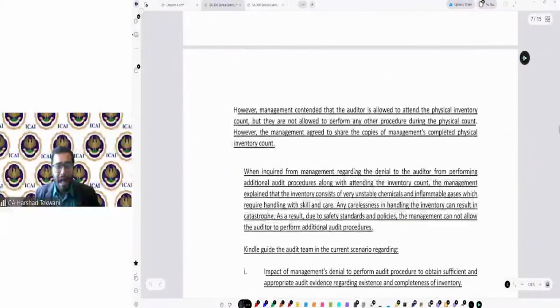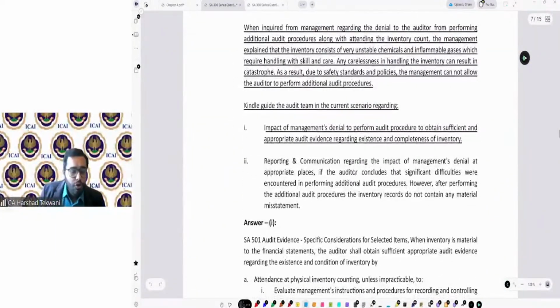I will not discuss the answer of this question as of now because it includes SA 501 also that I'm yet to cover. And when I cover SA 501, at that time we will revisit this particular question again. But trust me, the answer won't change. The second part we will discuss later on because it contains some other options also, some other areas also that we are yet to discuss.